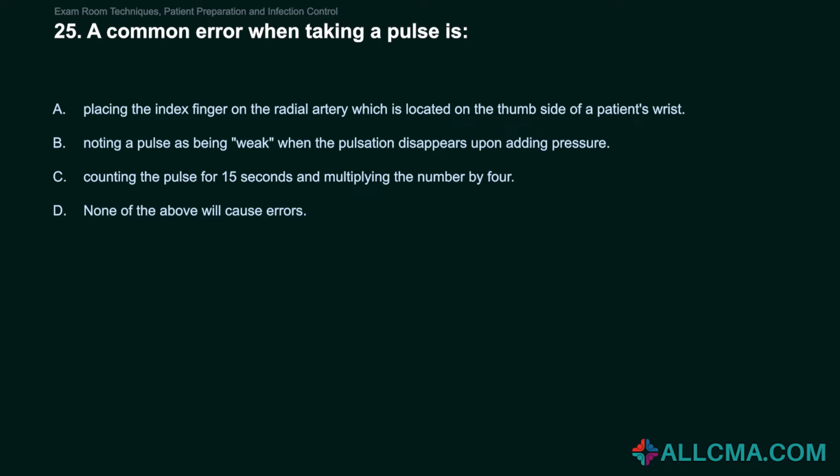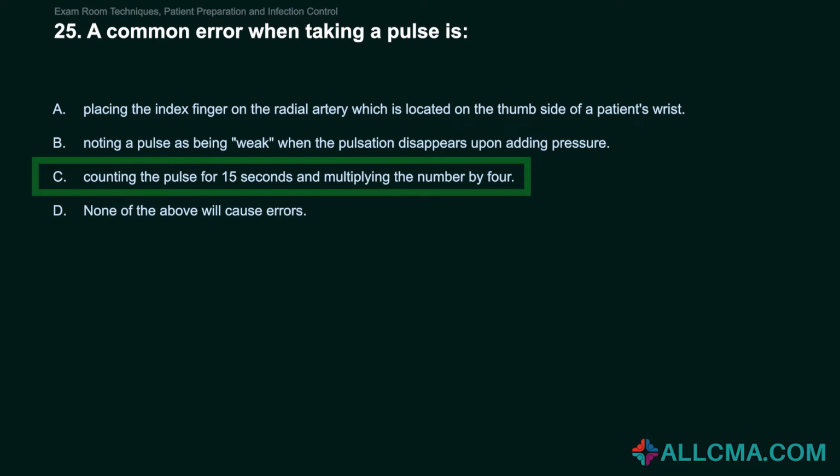25. A common error when taking a pulse is A. Placing the index finger on the radial artery which is located on the thumb side of a patient's wrist. B. Noting a pulse as being weak when the pulsation disappears upon adding pressure. C. Counting the pulse for 15 seconds and multiplying the number by 4. D. None of the above will cause errors.